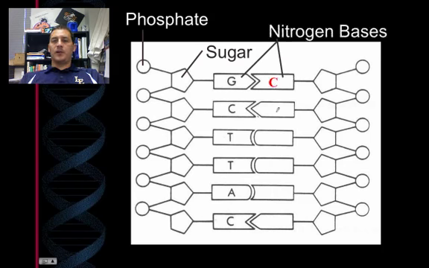So C, then we're going to have a G. Since we have a T here, what complements a T is an A. So we're going to have an A. Again, we have a T, so we're going to have an A. We have an A here now, so its complement is going to be a T. We have a C, so its complement is going to be a G.